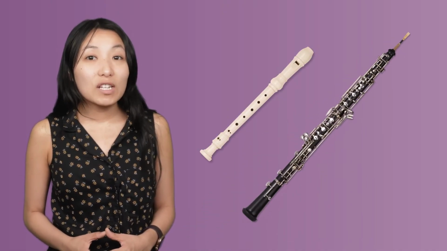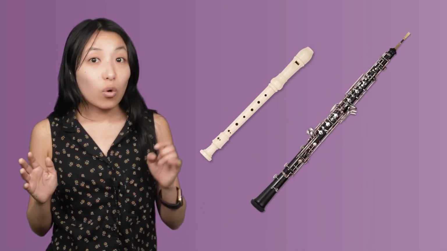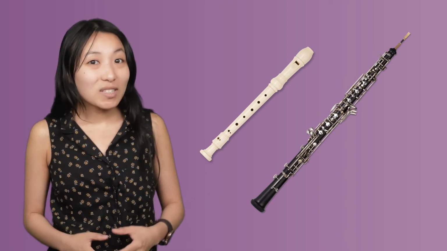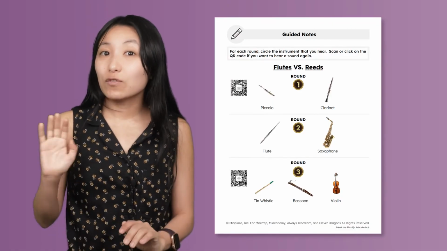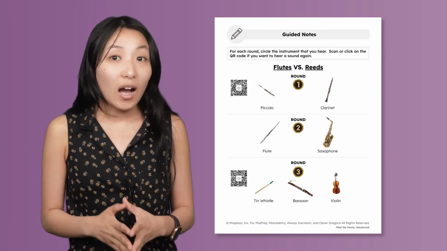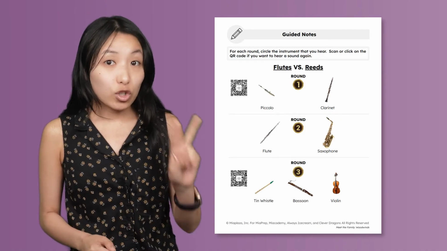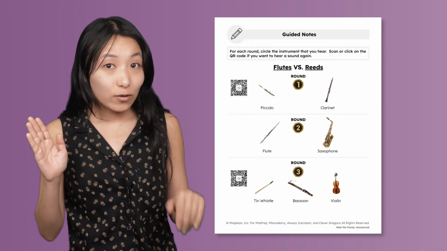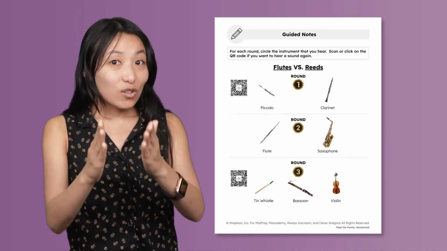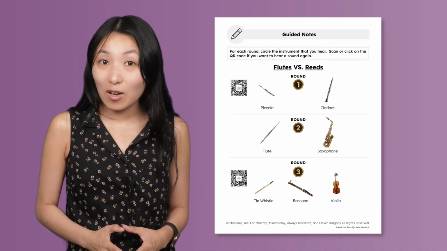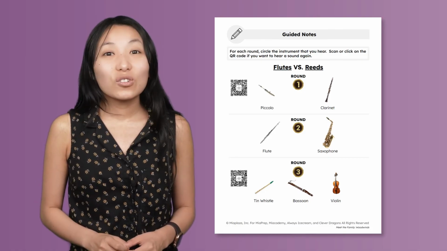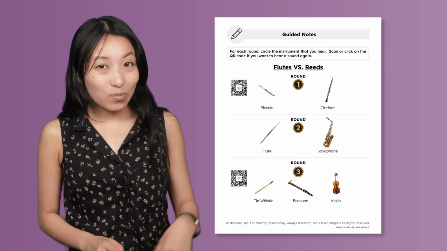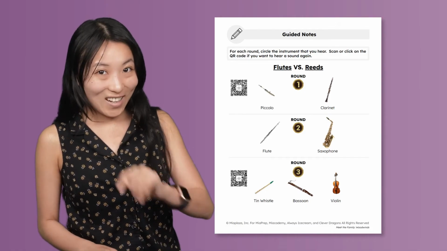So if you know whether an instrument is a type of flute or reed, you can better predict what it will sound like. Let's play a little game to see whether you can hear the difference between flutes and reeds. I'm going to play a sound and show two instruments on screen, one flute and one reed. Use what you know about woodwinds and timbre to figure out which one you're hearing. You can circle your choices in your guided notes. We'll do 3 rounds. Ready?